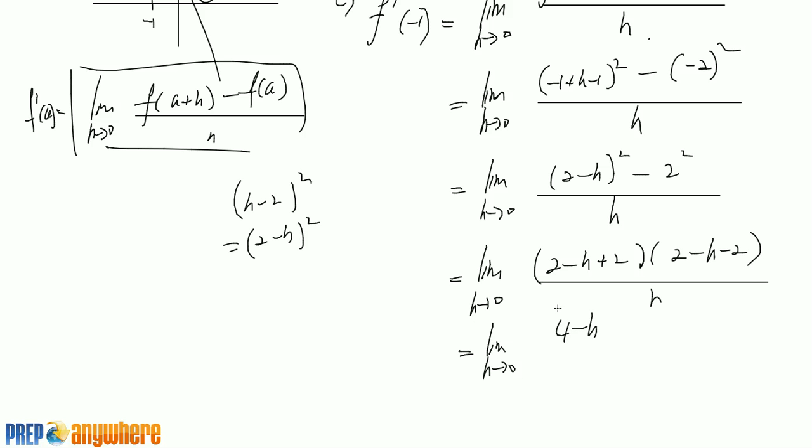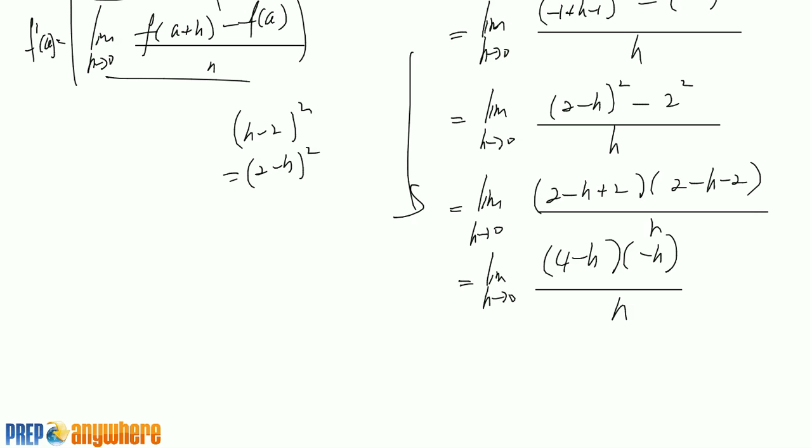So you get 4 minus h, and you get minus h all over h. So it's something like this. What we're doing here, we've done a lot of it in the limit section, right? That's what we've been doing. Carefully reduce. When you reduce, you get -1, not +1, and you get -4 for the slope.